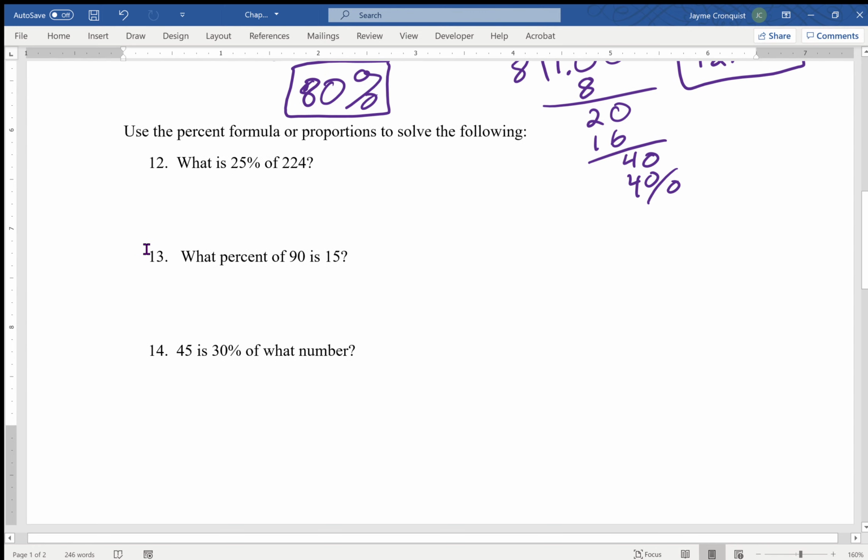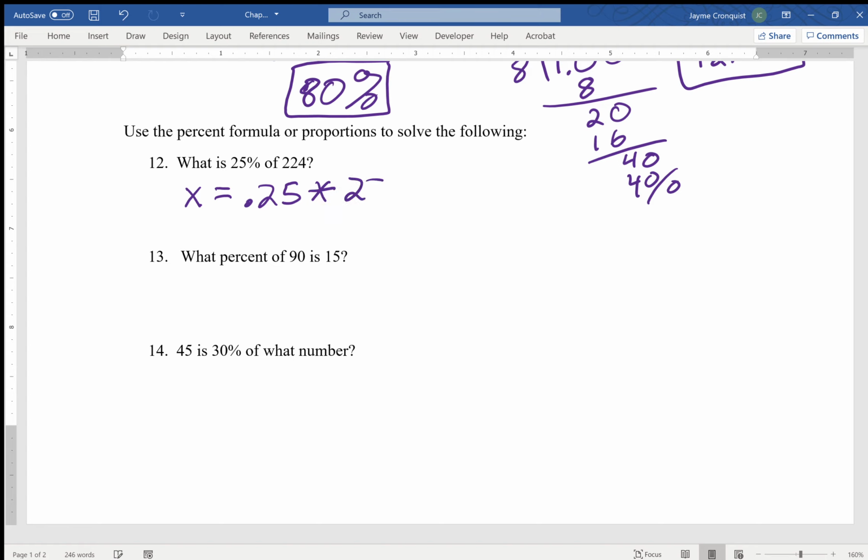Use the percent formula or proportion. Again, this is your choice. I like to just write the sentence. What is 25% of 224? My x is equal to 25 as a decimal, of is multiplication, 224. So all I have to do is multiply those two numbers. I grab my calculator: 0.25 times 224 is 56.